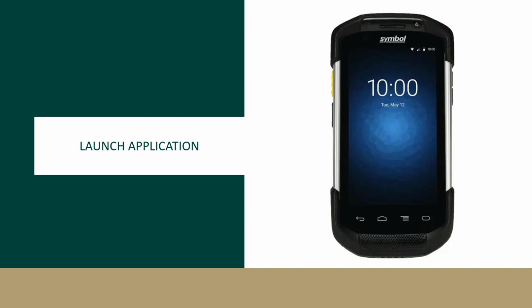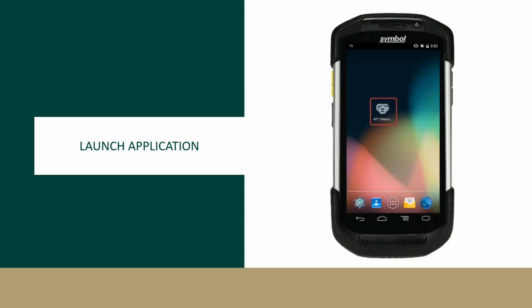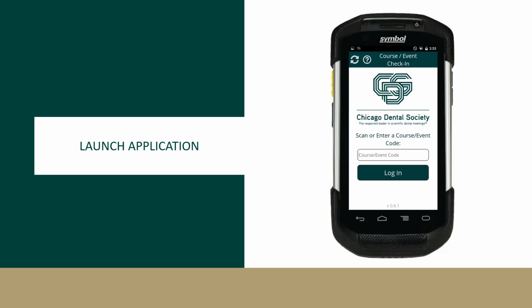To begin scanning, you must first launch the application. Press the Home button on the device. If the device is locked, swipe up to unlock. Locate the ATT Check-In app on the device's home screen and tap to launch. If you are launching the app for the first time, tap the Sync button to pull down course and event data.